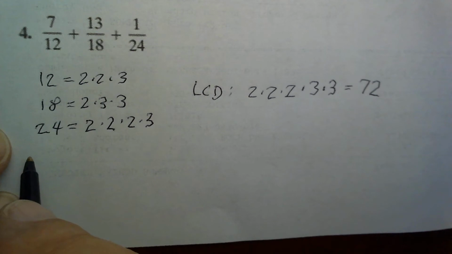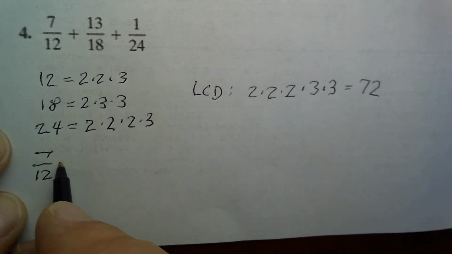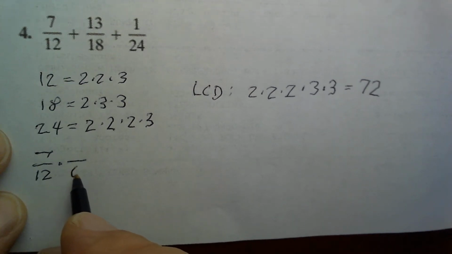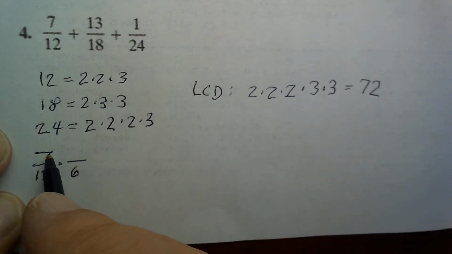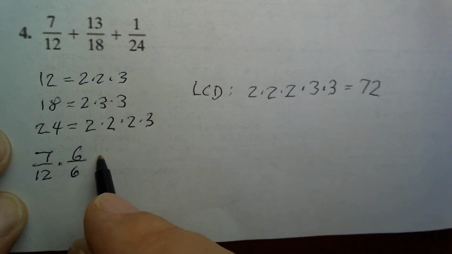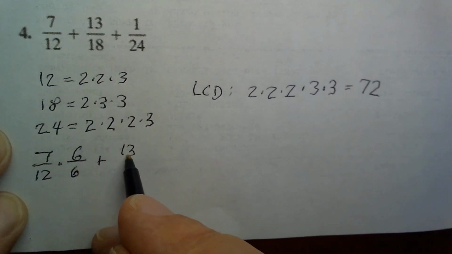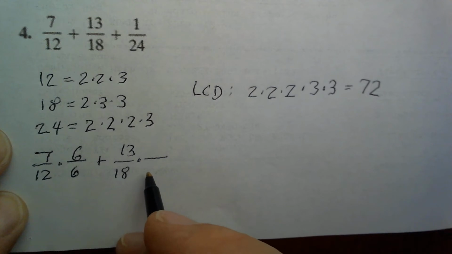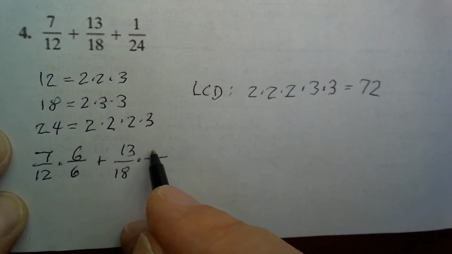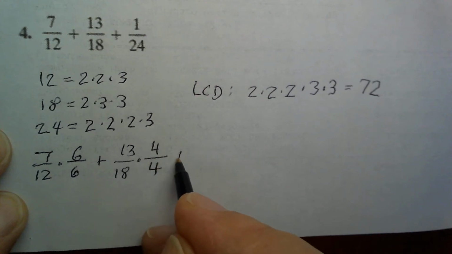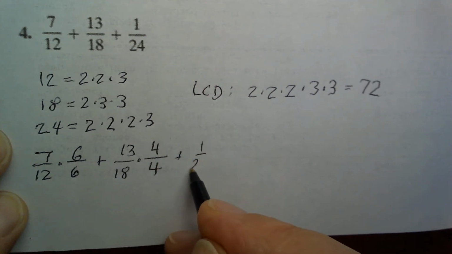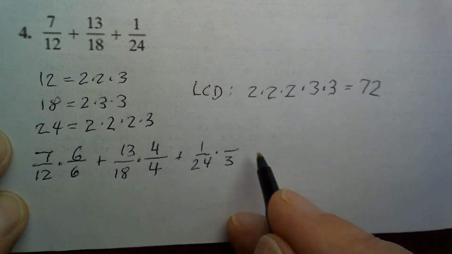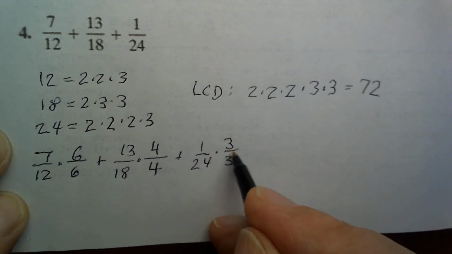And so now when we have 7 divided by 12, we need to multiply 12 by 6 to make it 72. So we multiply numerator and denominator by 6. And then we have 13 divided by 18. And we need to multiply 18 by 4 in the denominator and numerator. And then we have 1 divided by 24. And we need to multiply 24 by 3 to make it a 72. So we multiply by 3 divided by 3.